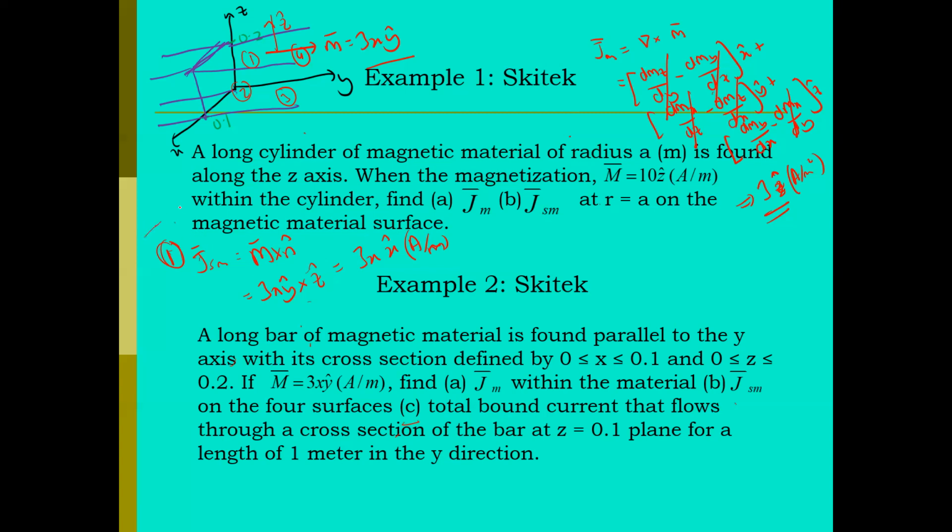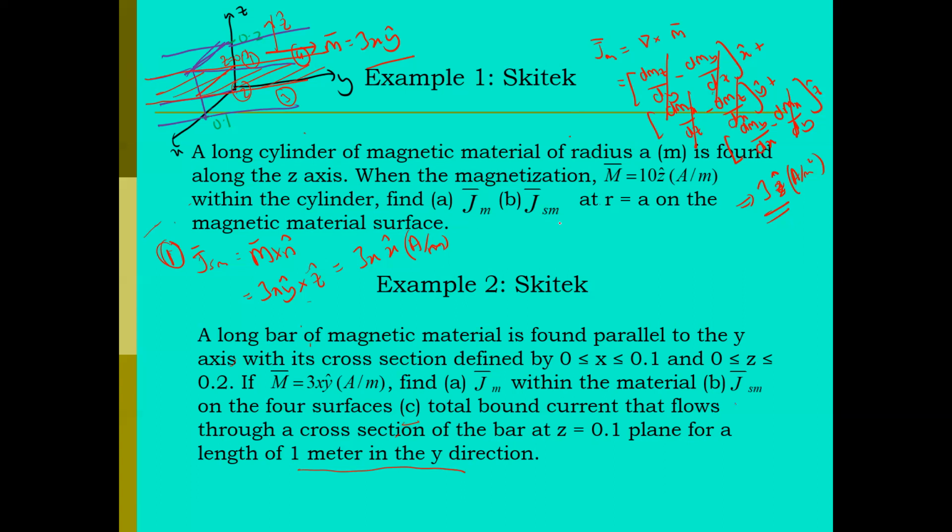Okay, so we have a cross section of the bar at the z equals 0.1 plane. We can see that the 0.1 plane should be this particular surface, the plane of z equals 0.1. So that should be the surface, and we need to find the amount of total bound current that flows through a cross section of the bar at z equals 0.1 plane for a length of 1 meter in the y direction.